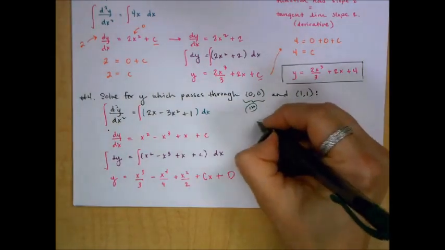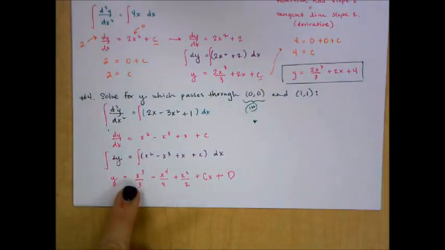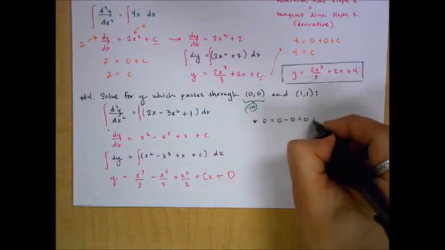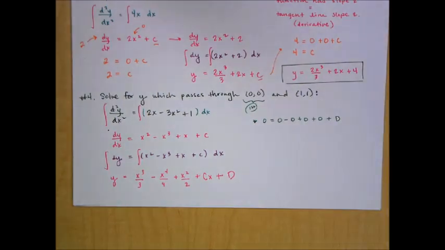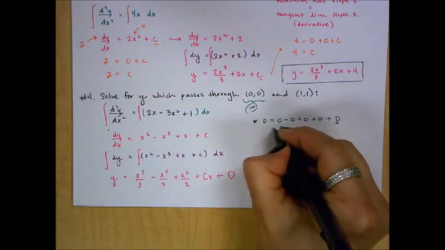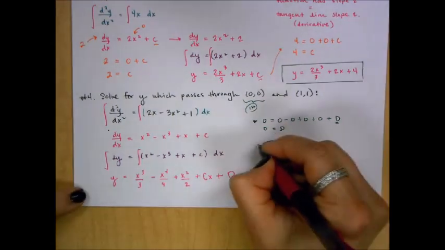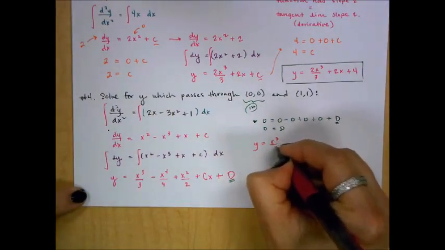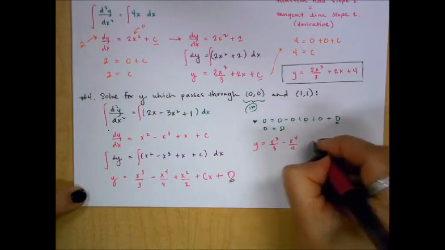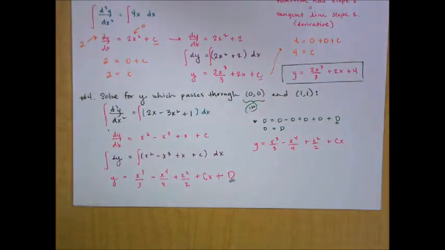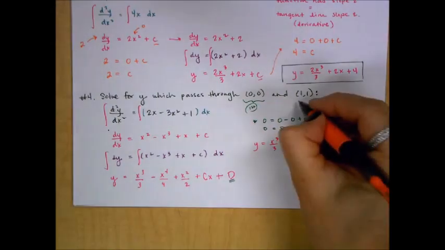So y is 0 when x is 0. So I have 0 is equal to all of these 0 terms plus d. And so I'm left with that value of d here is equal to 0. So I can rewrite my equation with that d value of 0 plugged in. And then we'll use our second coordinate pair, (1, 1), and plug that in to solve for c.